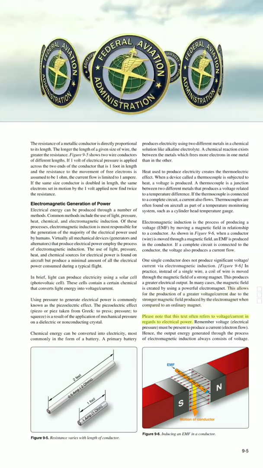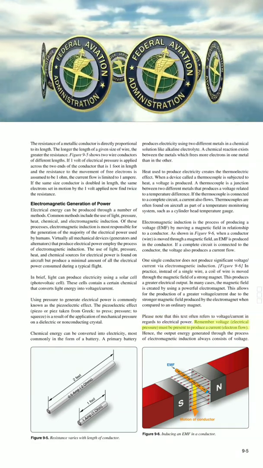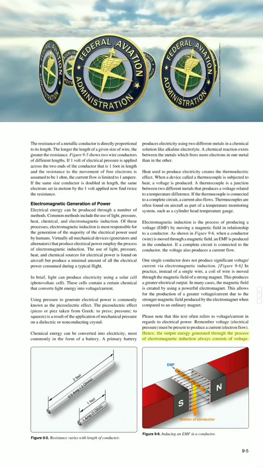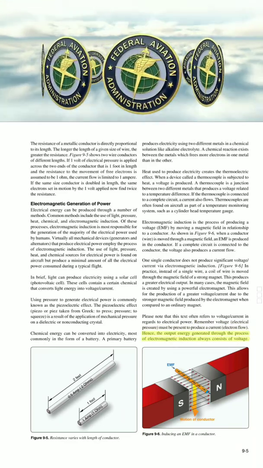Please note that this text often refers to voltage/current in regards to electrical power. Remember, voltage, electrical pressure, must be present to produce a current, electron flow. Hence, the output energy generated through the process of electromagnetic induction always consists of voltage.